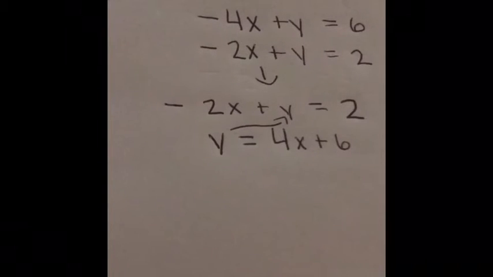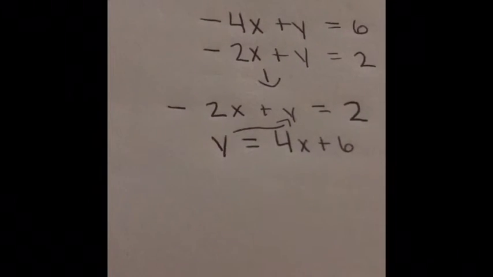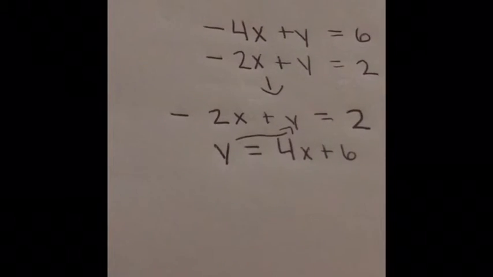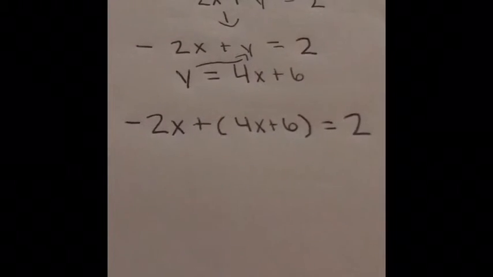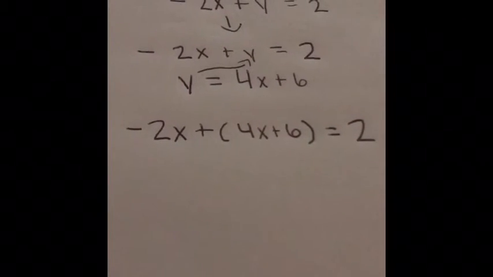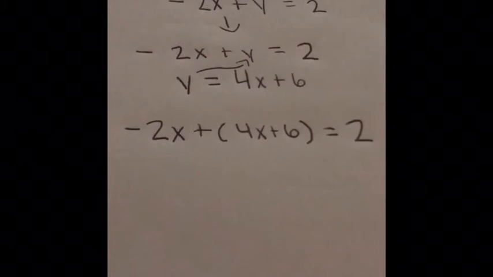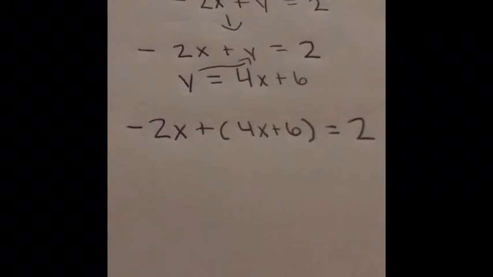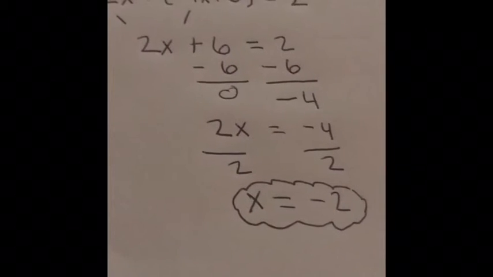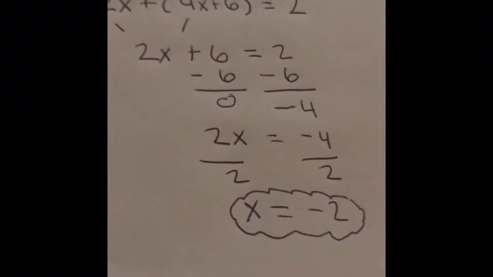You would put the 4x plus 6 in the place of the y that this arrow is pointing at right here. So this would be your new equation. After you do the substituting, you would end up with negative 2x plus 4x plus 6 equals 2. So the next step would just be to combine the like terms. After you combine the like terms, you would solve this again like a regular two-step equation.